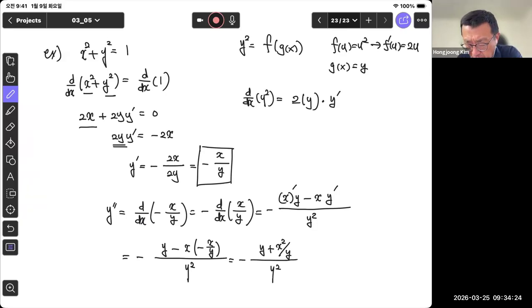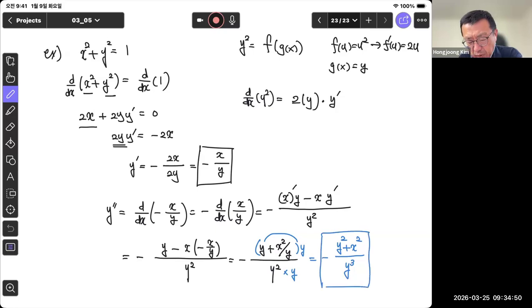Given this expression, if I multiply y to the numerator and denominator, then we get y squared, which is obtained when you multiply y with y. And then when you multiply y to x squared over y, you get x squared. And then we get y cubed in the denominator. So that will be the second derivative of y with respect to x.